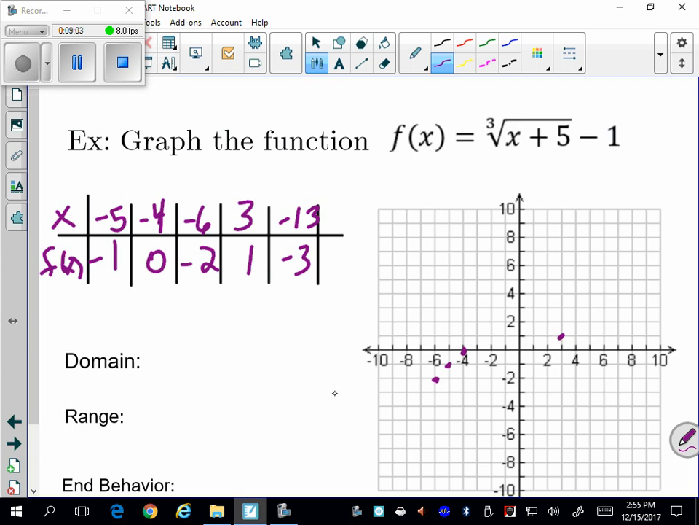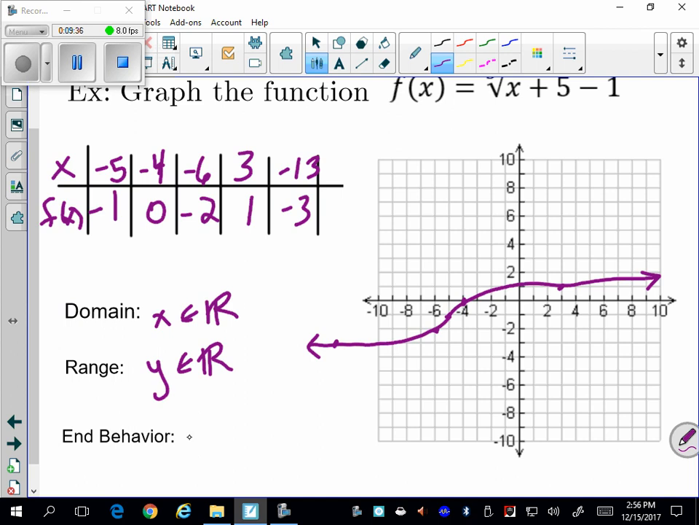This is all just estimation. So the middle is right here with these three points. So draw your cube root function on both sides. The domain of this hasn't changed: x is all real numbers. The range is still all real numbers. End behavior hasn't changed.